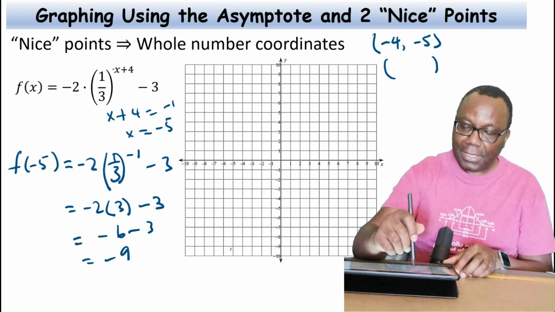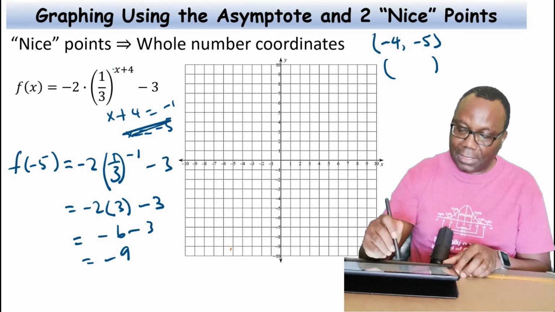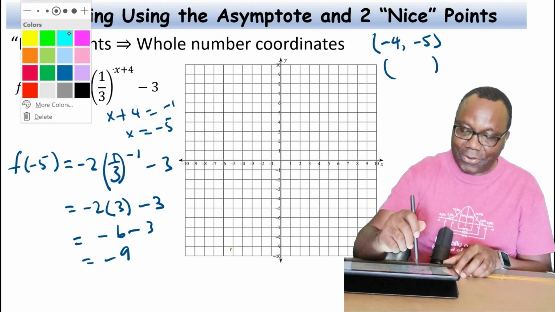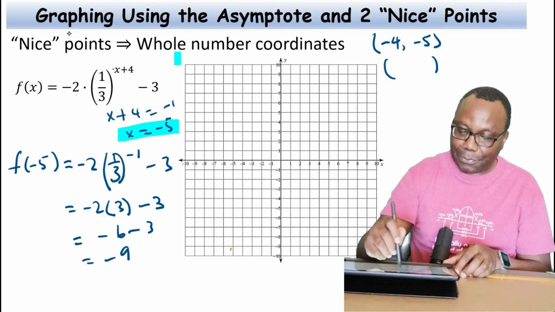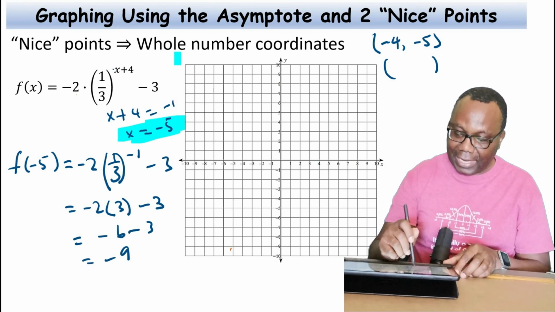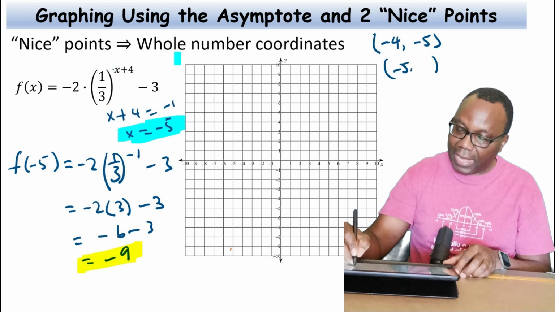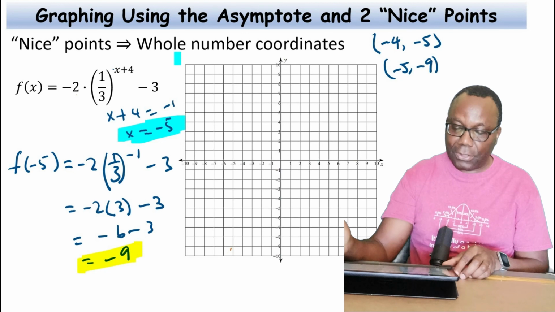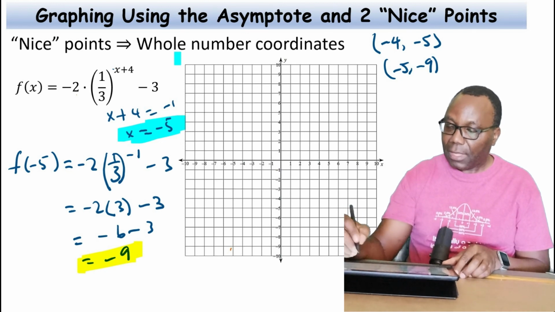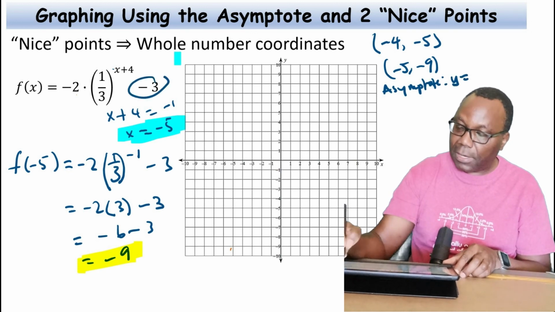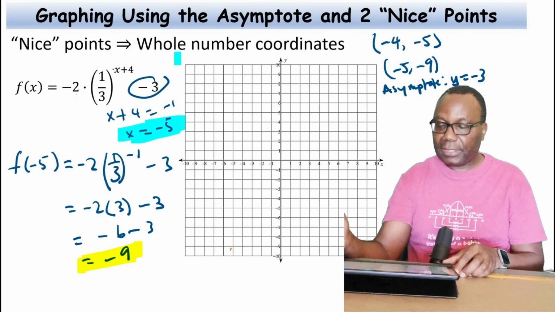Whew. So the input is -5, and the output is -9. And now it's (-5, -9). Now we're ready. So let's try the asymptote. The asymptote for this is y equals this last number, -3. We got the 3 things that we need.